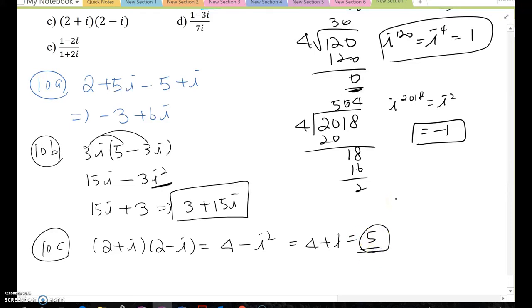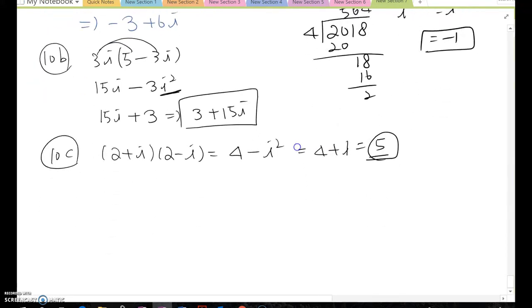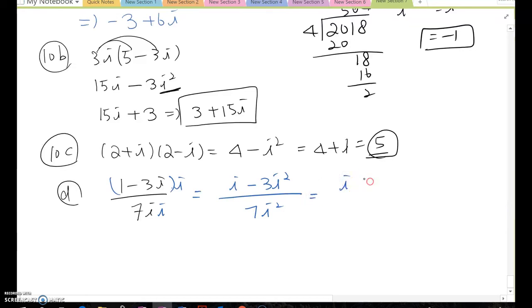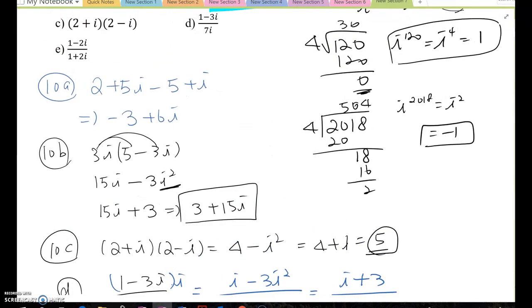Now, D. This is division, so you need to rationalize. So, 1 minus 3i over 7i. You multiply by i on top and bottom here. Then it becomes i minus 3i squared over 7i squared, which means i plus 3 over negative 7. Therefore, the answer becomes negative 3 over 7 minus i over 7.